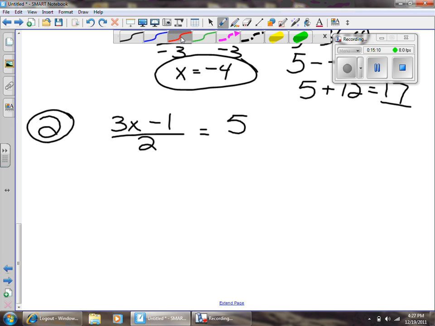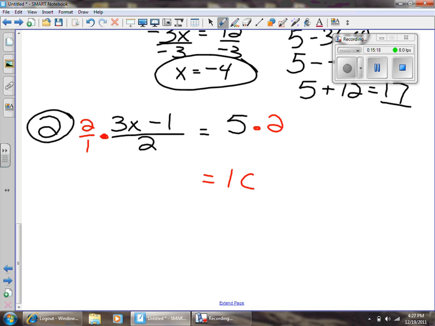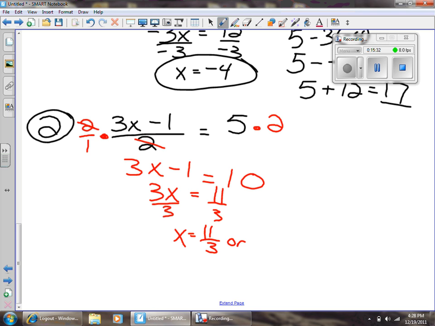The denominator means divide. To undo division, I am going to multiply. Multiply both sides by the denominator. The right-hand side becomes 10. The 2's cancel, leaving me 3x minus 1. 3x will equal 11. Dividing by 3, x will equal 11 thirds. Or you could give me an answer of 3 2/3. Either one would be acceptable.